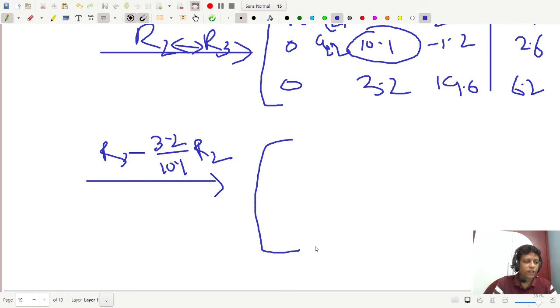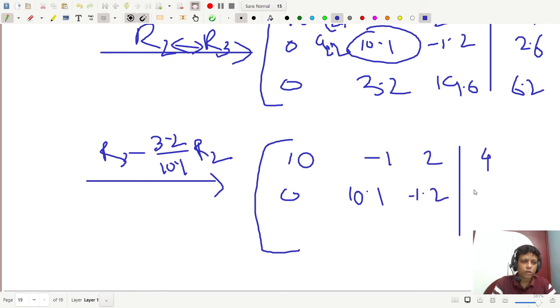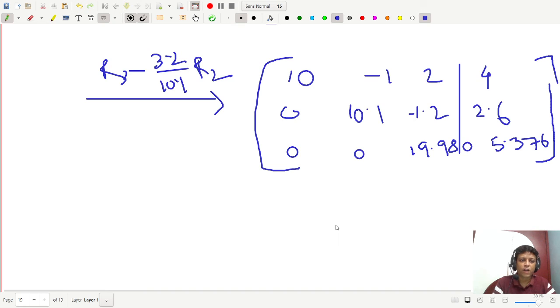The first equation remains the same. 10 minus 1 2 4, 0 10.1 minus 1.2 2.6, 0 0 19.980 and 5.376. This is how you can calculate. Okay, I have calculated, so look at that.